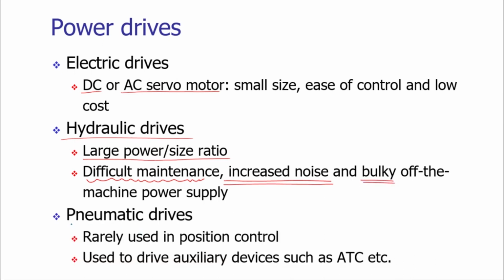Some machine tools are using the pneumatic drives as well. For position control, they are rarely used, and they are used basically for the auxiliary devices. These drives are not very accurate, that's why they are not used for position control. For auxiliary devices such as automatic tool changing operations, the pneumatic drives are used.